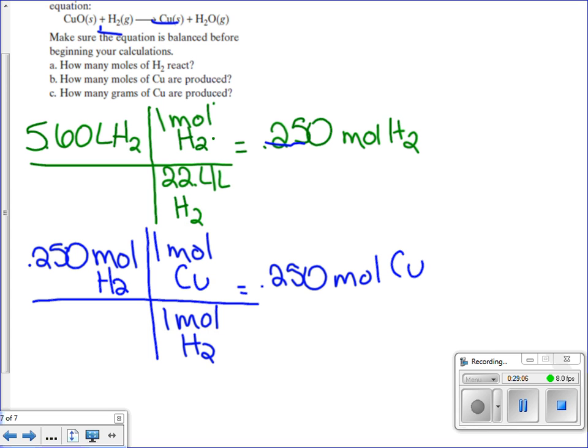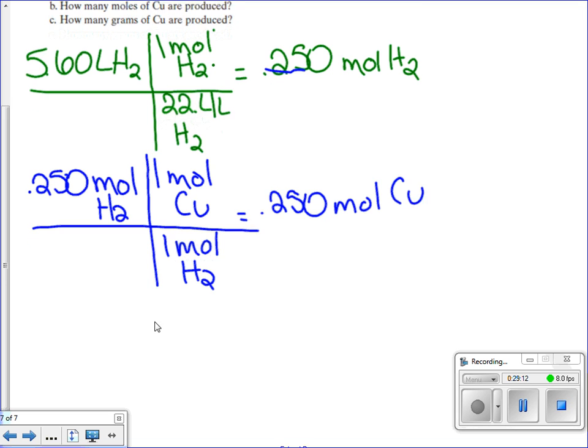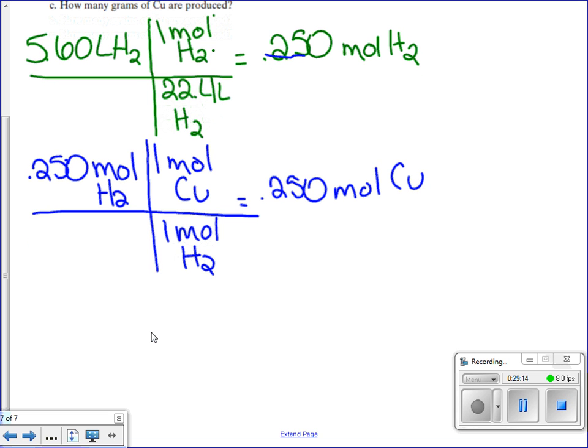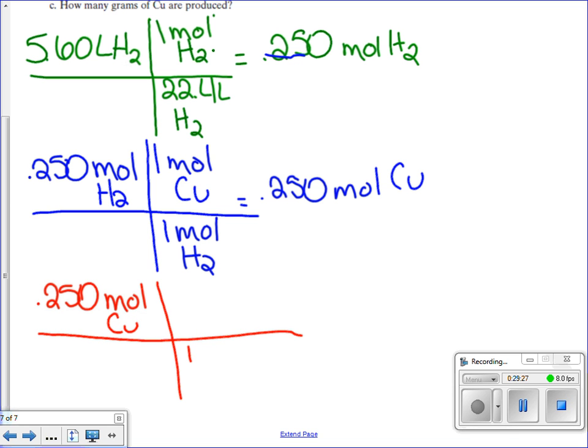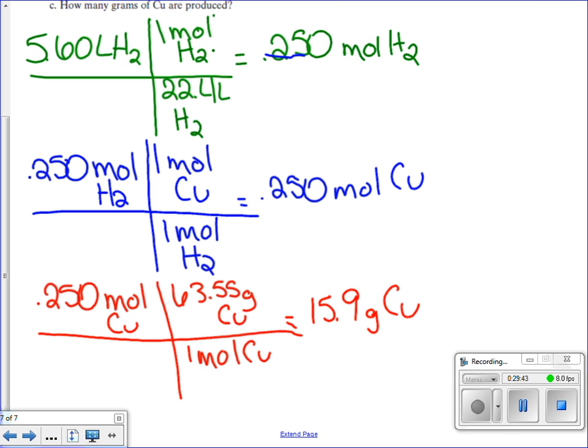And then part C, how many grams of copper are produced? So in B, we calculated moles, so now we need to take that number of moles and change it to grams. So we can start with our 0.250 moles of copper, and we'll go to the periodic table. We know that 1 mole of copper is 63.55 grams. So we multiply that out and we get 15.9 grams of copper. Great.